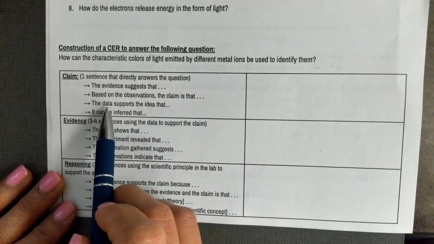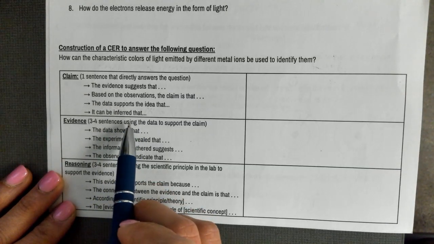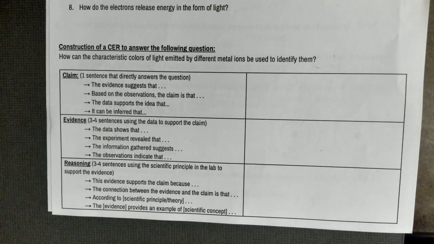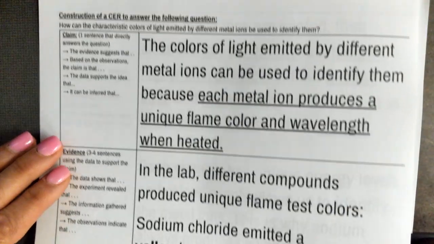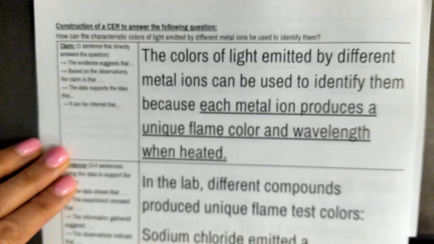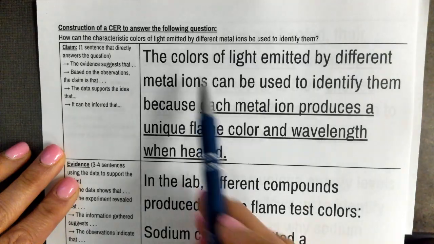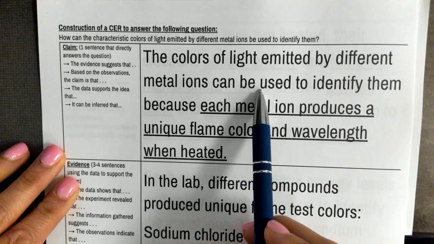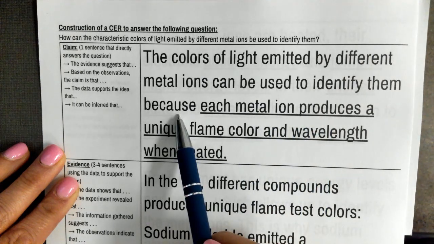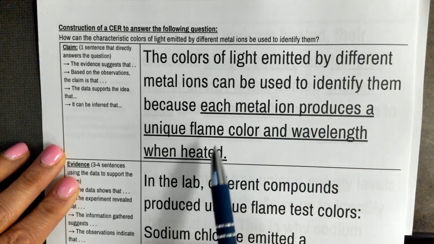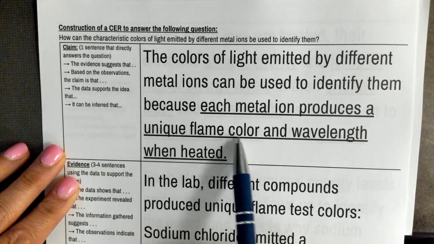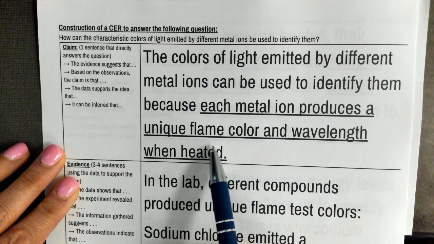So how you should write your claim is using evidence that you collected, using observations you collected, and using data that supports that idea. So in this particular lab, I would be looking for this answer or something very similar. So it says, the colors of light emitted by different metal ions can be used to identify them because, now this is what you need to have. Each metal ion produces a unique flame color and wavelength when heated.